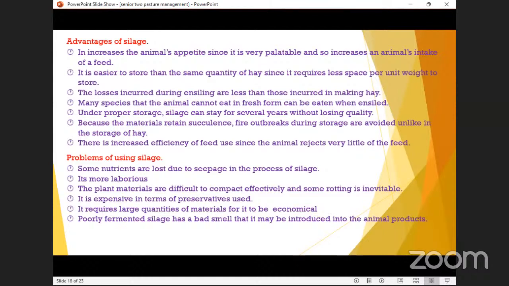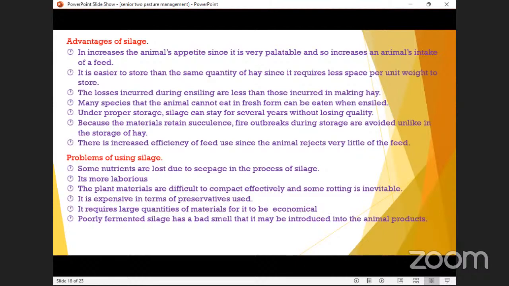Under proper storage, silage can stay for several years without getting spoiled or without losing quality. So that is the value of silage. It can provide you silage for a long period of time. And then the other is, because the materials retain succulence, fire outbreaks during storage are avoided. Unlike hay, which can easily catch fire because it is dry grass. So it is very good to use silage.